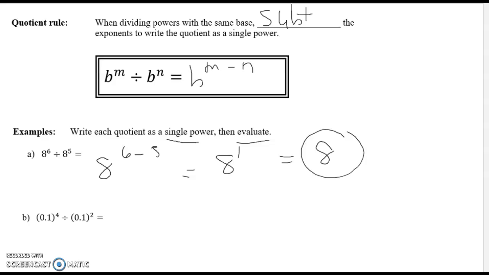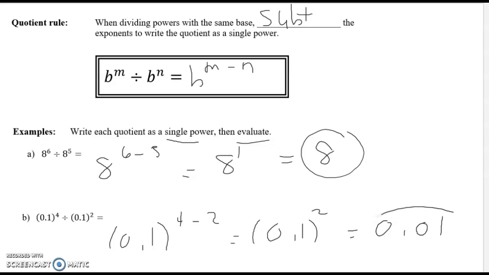Okay, next one. We have 0.1 as our base. And then our exponents are 4, and then subtract 2. So 4 minus 2 gives us 2. So this is 0.1 squared. And when you put that in your calculator, you should get 0.01.